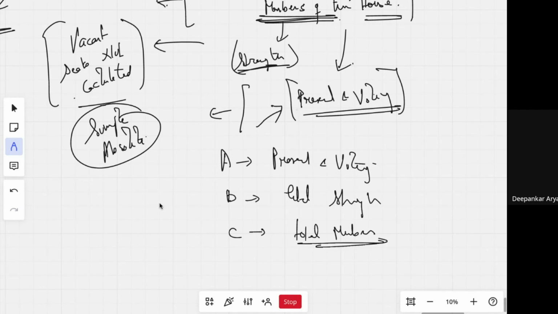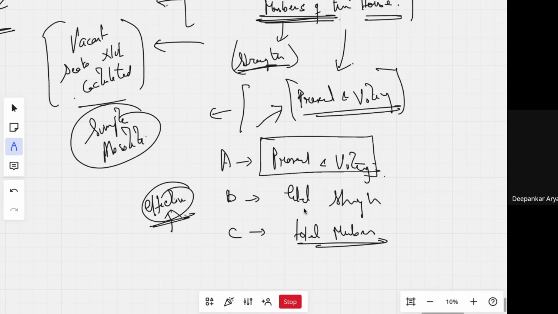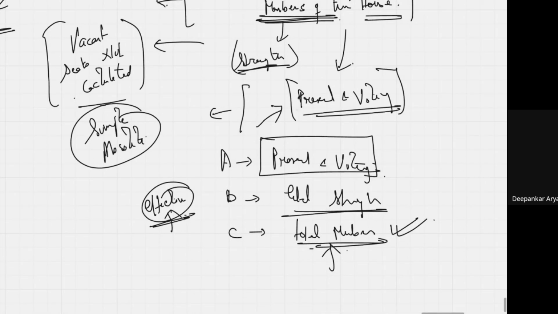So how we interpret the term effective will depend upon the person who is using it. Now, a teacher says that effective is present and voting, and we think that effective is total members, and we tick total members. Do you think we'll make a mistake? So do not do all these things. Try to stick with the wordings of the Constitution.